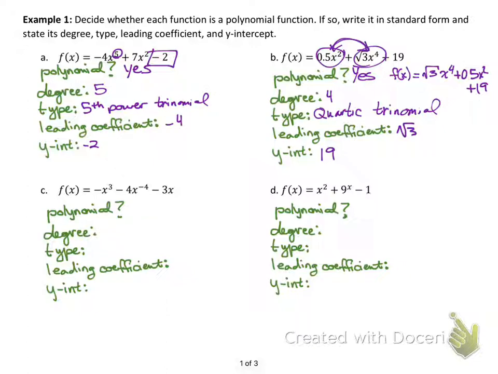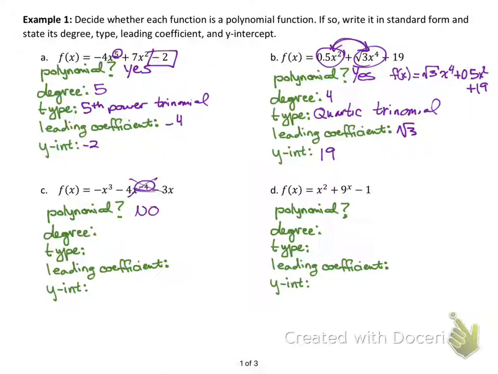C, we have negative x cubed minus 4x to the negative fourth power. That is a problem. That means that this is not a polynomial because that's not a positive whole number. It's a negative whole number. So this is not a polynomial. We don't have to answer anything else about it.